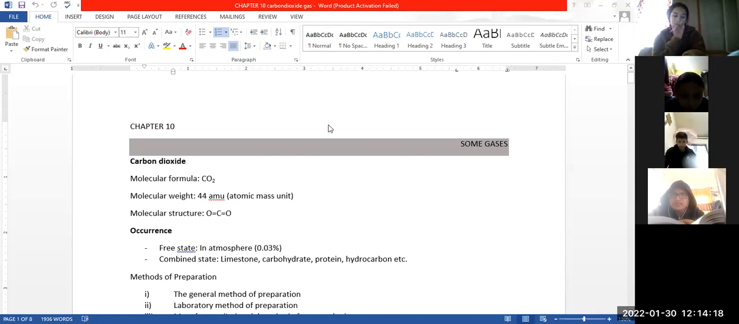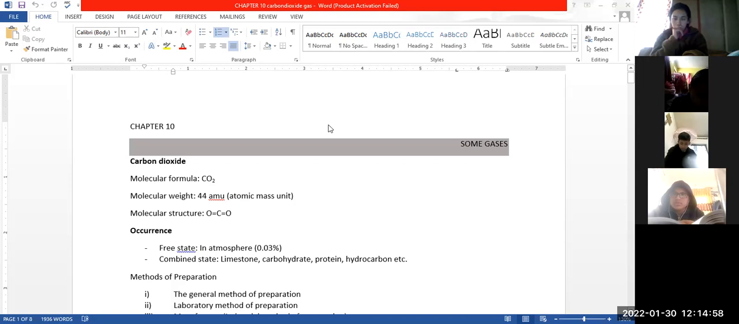First of all, we study about the carbon dioxide gas. In this topic, we have to study the general information about carbon dioxide gas and general method of preparation, laboratory method of preparation, and manufacture means industrial method of preparation, and some properties, physical and chemical properties of carbon dioxide gas, and some uses of carbon dioxide gas. Only this much we need to study in this topic.